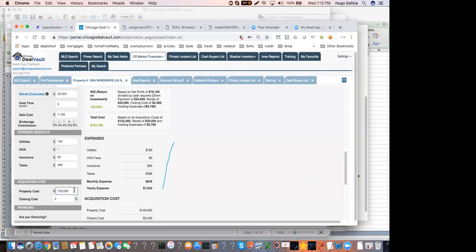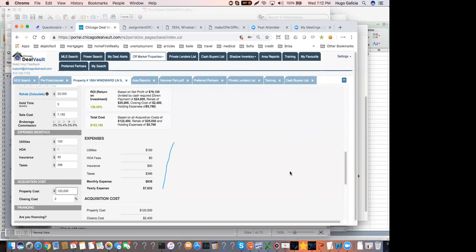And the beauty of wholesaling the property is that you don't need to purchase the property. You don't need to have the funds. You will just do the reassignment of the contract. And then the person who you're wholesaling the property to obviously is going to be responsible for closing on the property.